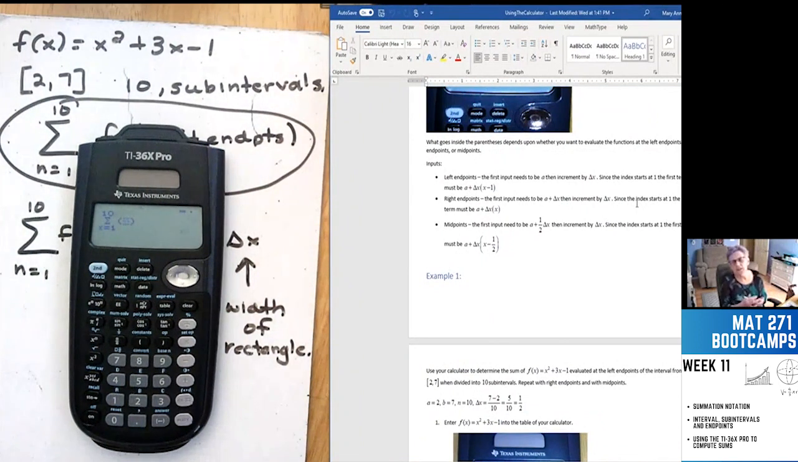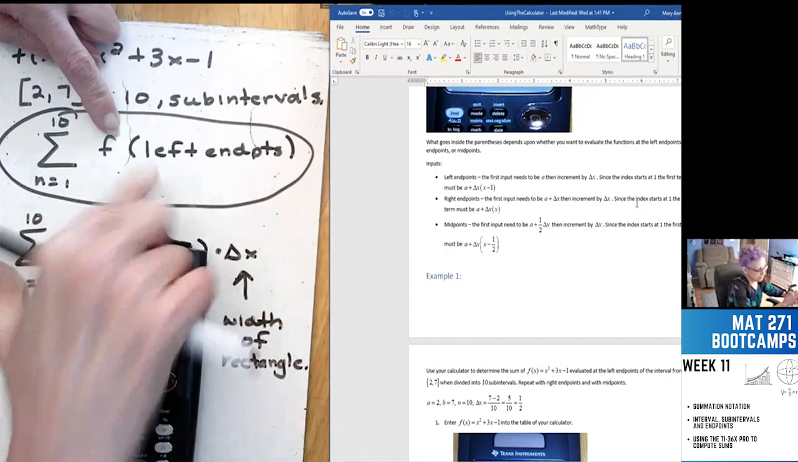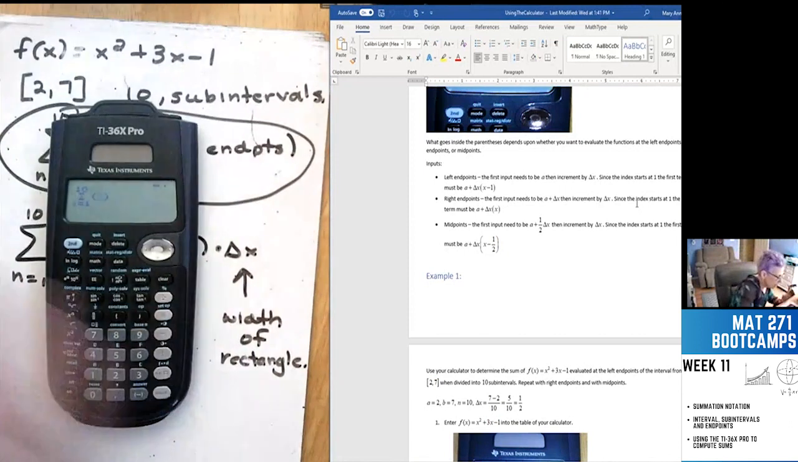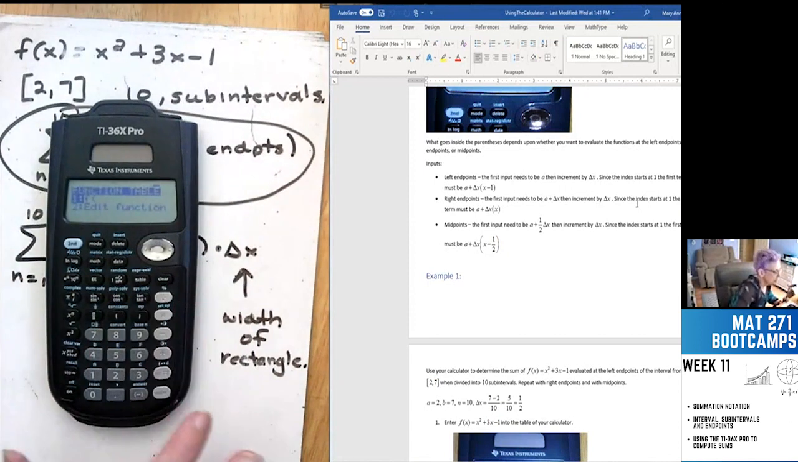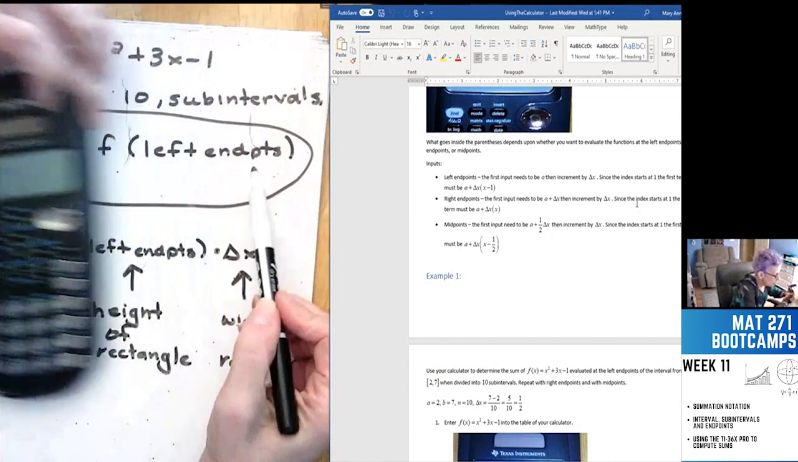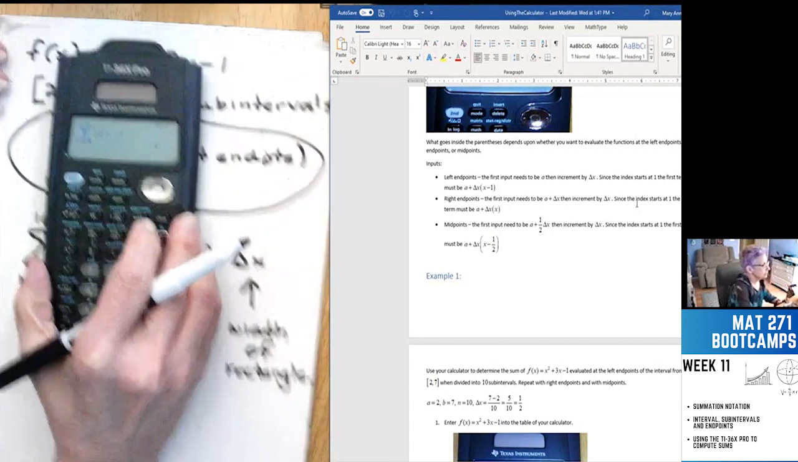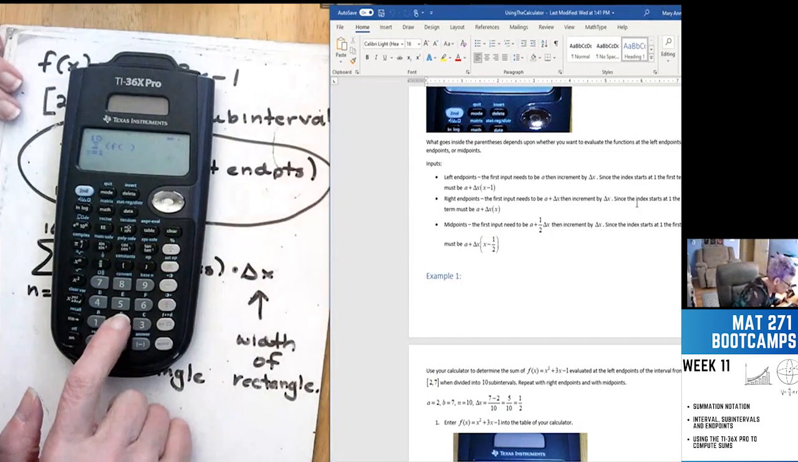Okay. Stop me if I go too fast, because I can't watch your fingers to make sure that we're on the same page. So now we need f of. To get f of, you just press table, enter. And you should have f with a parenthesis there. Now I want left endpoints. I always start at A. My A in this case is 2.